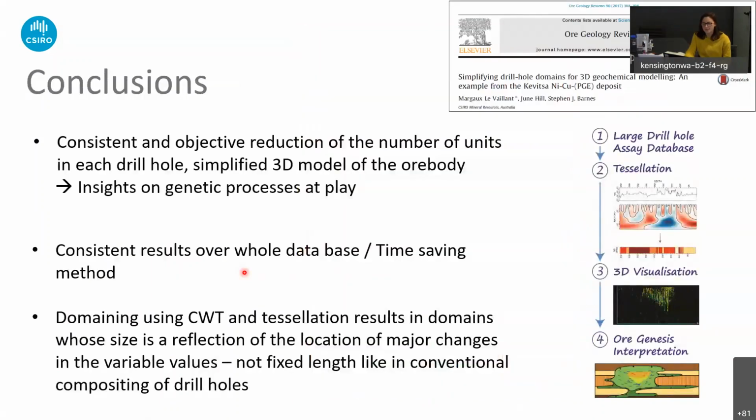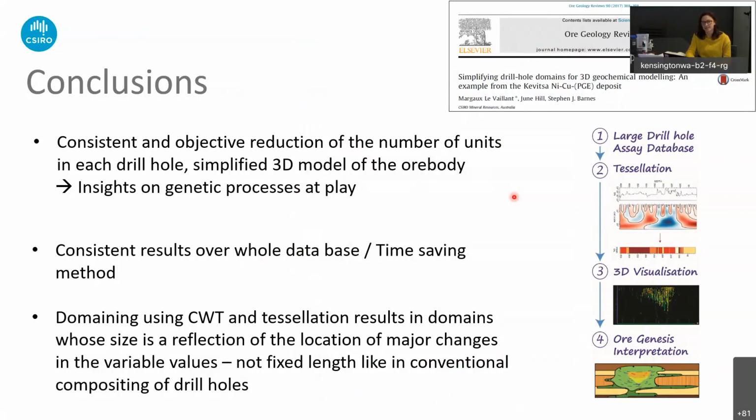If you are interested in exactly how that worked, we did publish this a little while back. This is a paper here in Ore Geology Reviews. But basically, that's where we really saw how powerful this technique was in getting a really consistent and objective reduction of the number of units in each drill hole, and it allowed us to really build a simplified 3D model of the ore body.